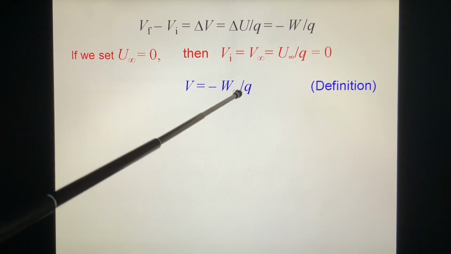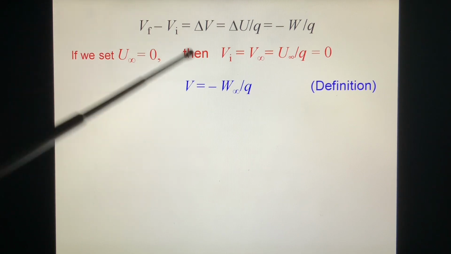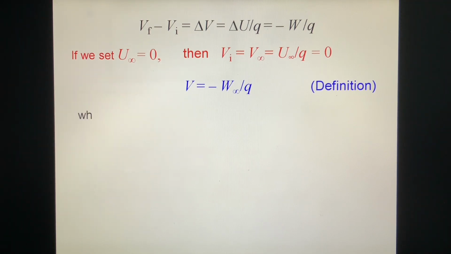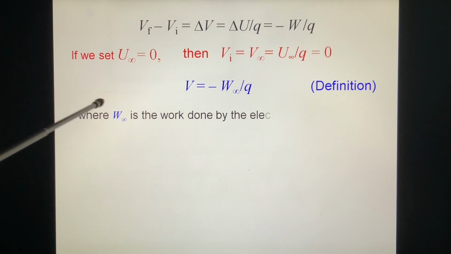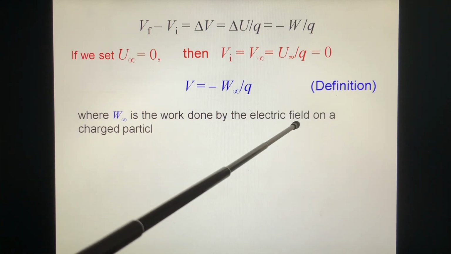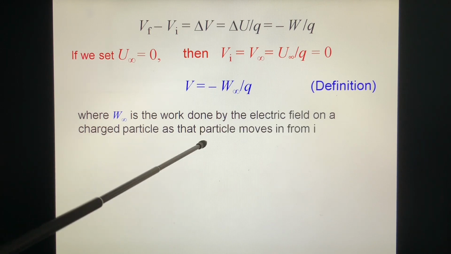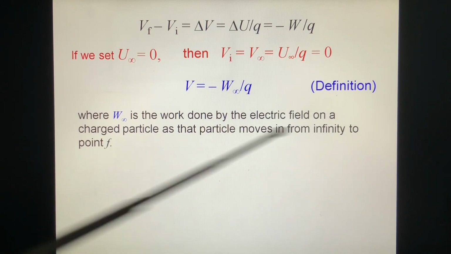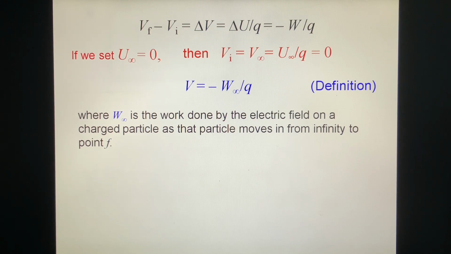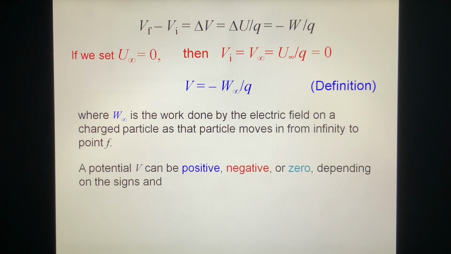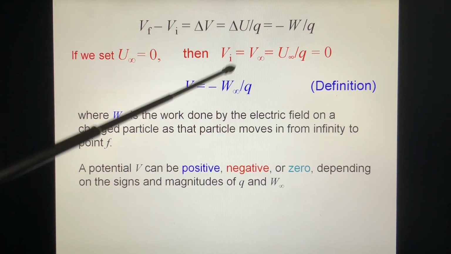This infinity means the work done starting from infinity, where W infinity is the work done by an electric field on a charged particle as that particle moves in from infinity to point 5. A potential V can be positive, negative, or 0, depending on the signs and the magnitudes of Q and W infinity. This is a definition. They can be 0, or positive or negative.